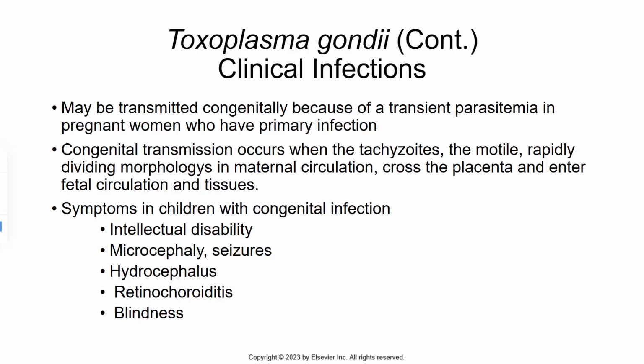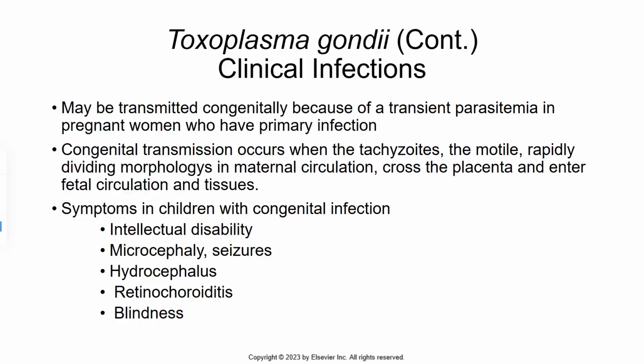Congenital transmission occurs when tachyzoites, the motile, rapidly dividing morphologies in the maternal circulation, cross the placenta and enter fetal circulation and tissues. Now, if you've had this organism previously, usually it's not a problem and it's not just going to leave your muscles and go kill the baby. It's a primary infection. So if it's the first time you're exposed ever in life, and you get the infection for the first time while you're pregnant, that's when the symptoms can impact the baby.